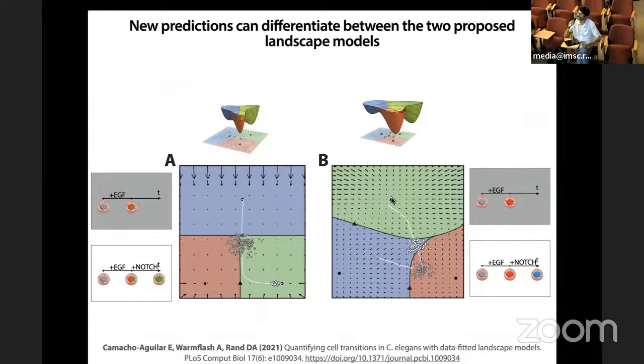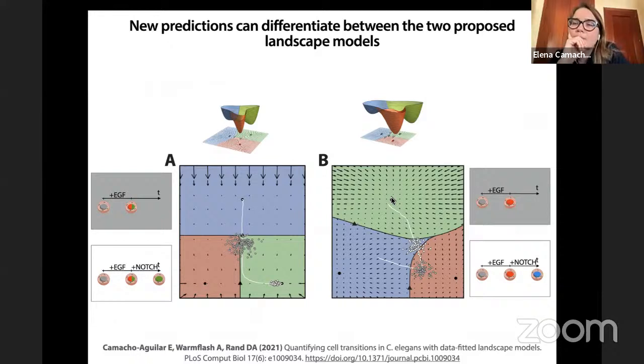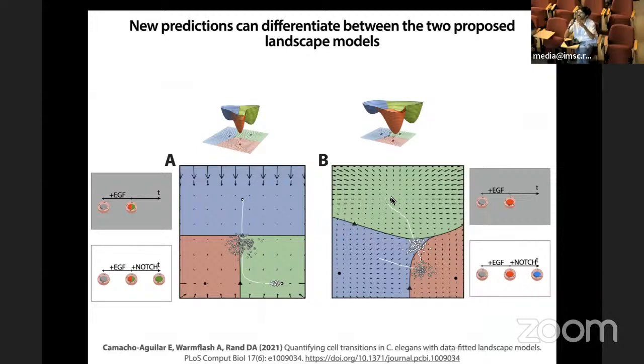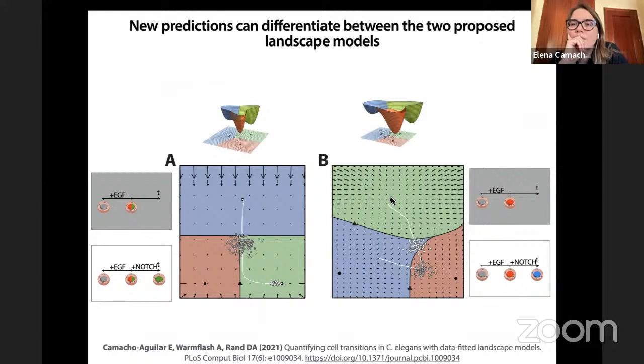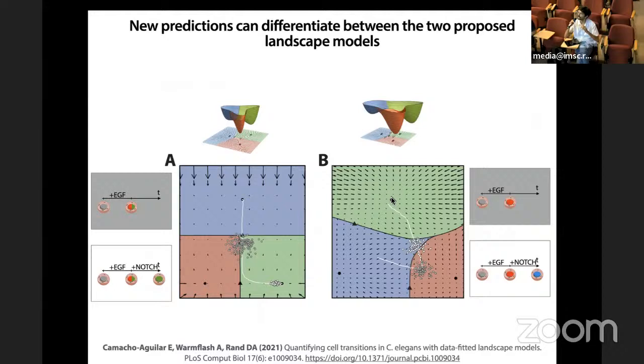Okay, and the other part was about Notch. In their model they had this line in state space which determined whether the Notch signaling was active or not. You didn't need that at all. How the cell states are somehow linked to the Notch signaling.